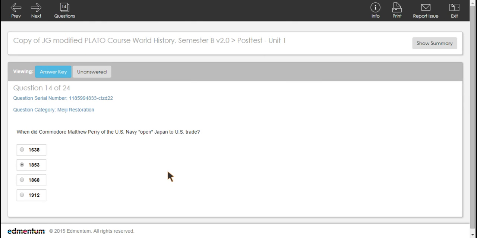When did Commodore Matthew Perry of the U.S. Navy open Japan to U.S. trade? 1638, 1853, 1668, or 1912? Correct answer is 1853.